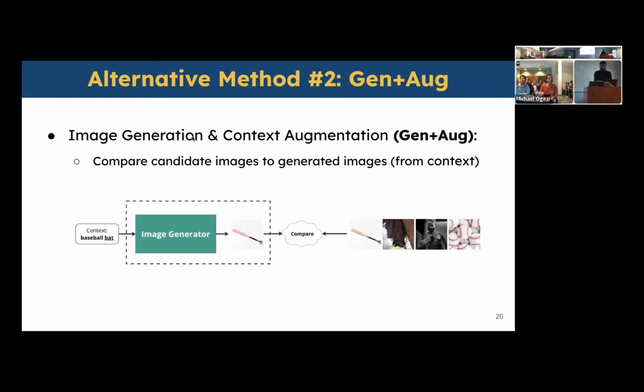The third method we have, which I think is quite interesting, is that we try to generate an image from this context, and that image is what we compare to. So instead of comparing text to images, we translate the text to an image and compare images to images. And we will see that this performs surprisingly well.